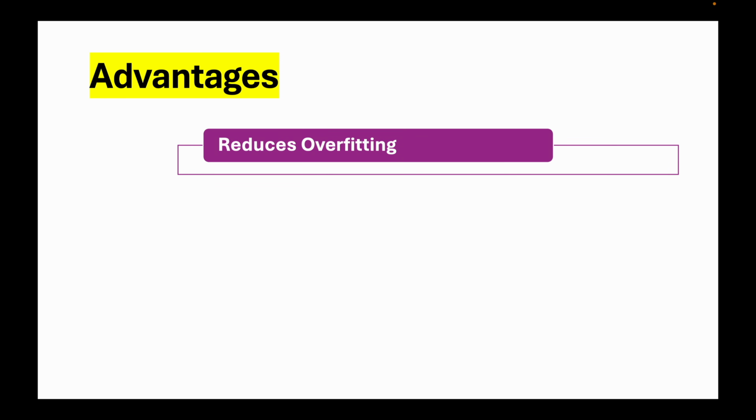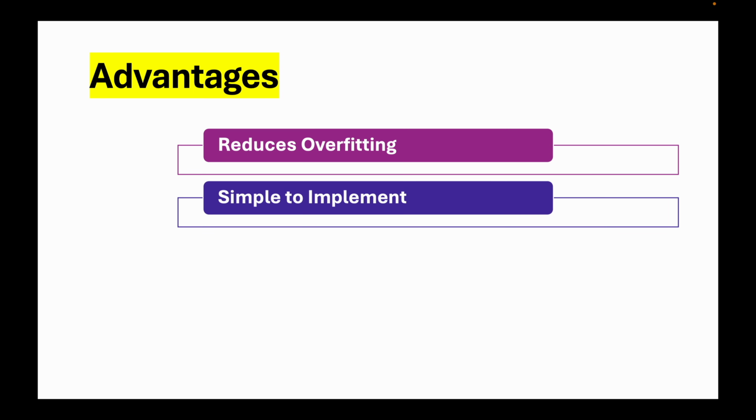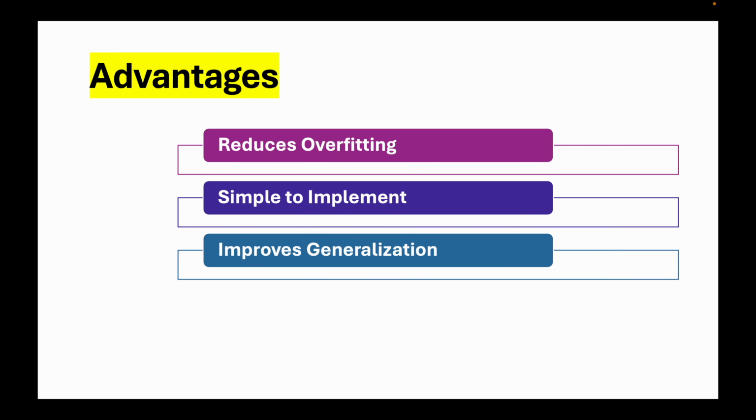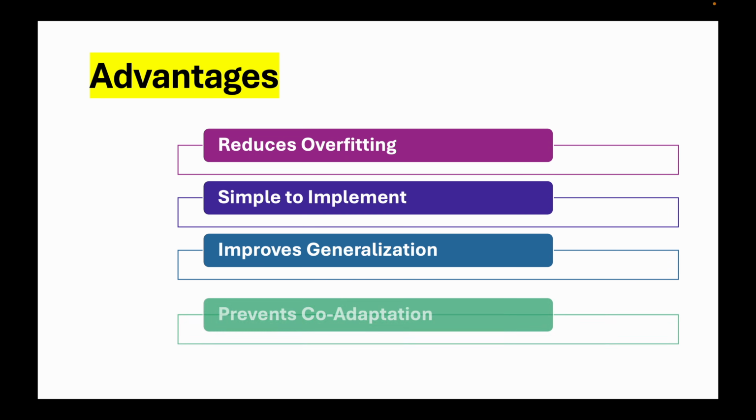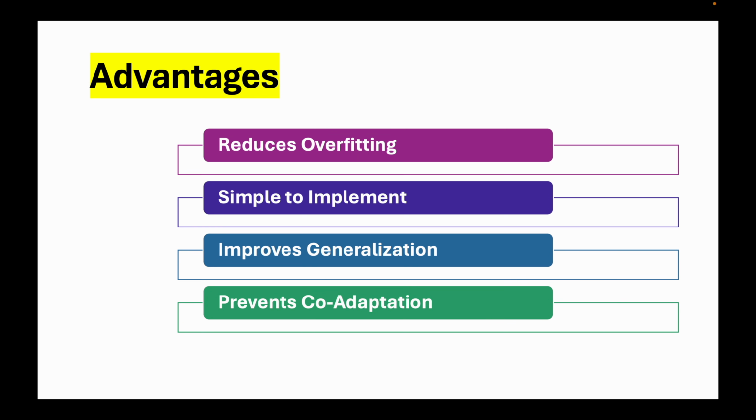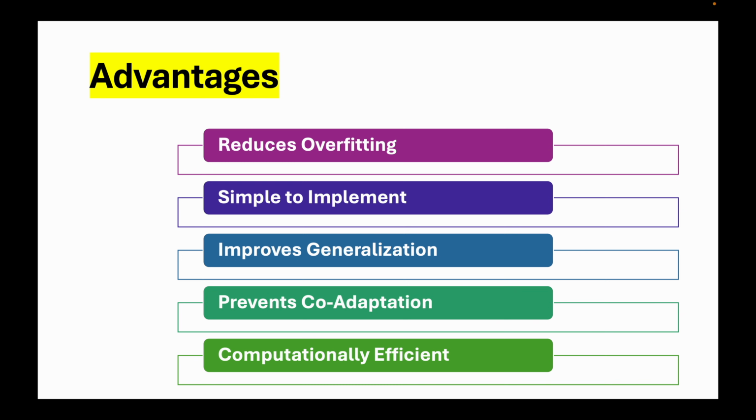Advantages of dropout. It reduces overfitting. Hence, it is the most important benefit. It is simple to implement, that is, it requires only one extra layer. It improves generalization. Hence, it performs better on unseen data. It prevents co-adaptation. Here, neurons learn independently. It is computationally efficient as it has very little overhead. So these are some of the advantages of dropout.